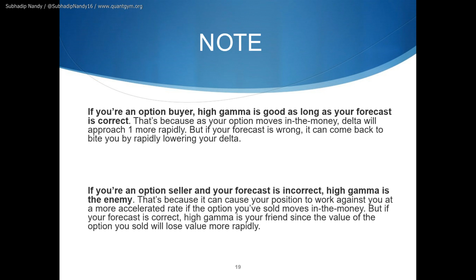Now, if you're an option seller and your forecast is incorrect, high gamma is the enemy. That's because it can cause your position to work against you at a more accelerated rate if the option you have sold moves in the money. Simple explanation: if you are on an expiry day, do not sell at the money options. That is the biggest impact of gamma and that will kill you very fast. Or if you have sold an option which is out of the money and it is about to become ATM, you should be extremely careful, adjust your position or cut your position.